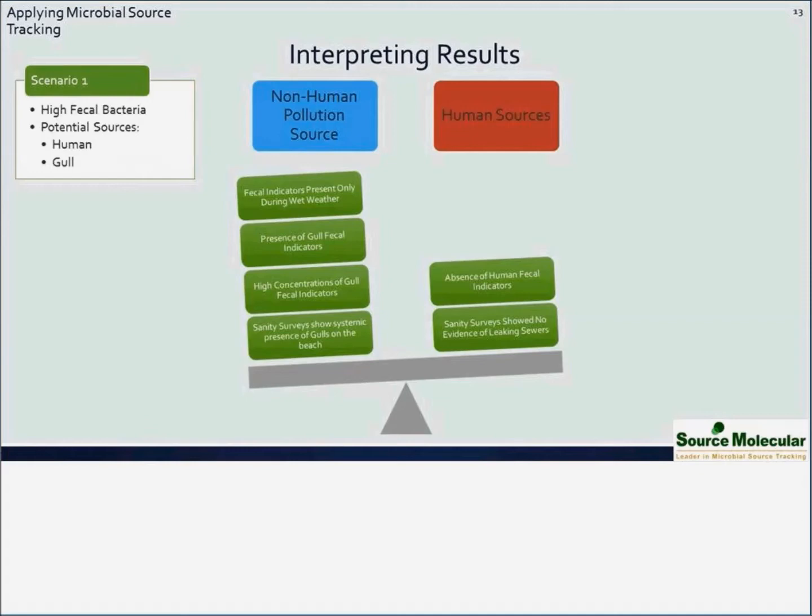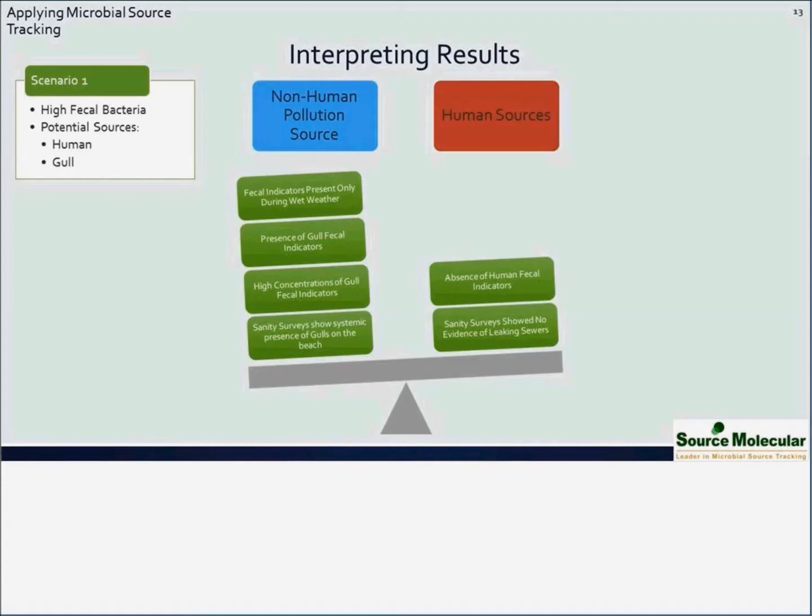So how do you actually interpret what's going on in your watershed overall as a project? Well, it's important to factor everything in, not just the raw analytical data. So this is scenario 1, a site with high fecal bacteria, potential sources human and goose. The weight of evidence is pointing towards a non-human pollution source. What's going on here is you have fecal indicators present, but only during wet weather, which means it tends to be stormwater runoff, surface runoff, that's causing the high levels of bacteria.